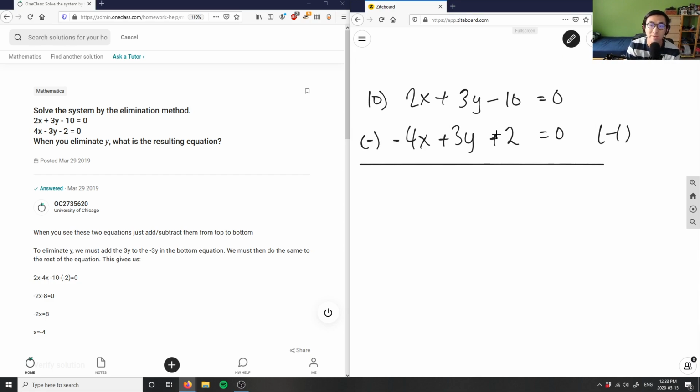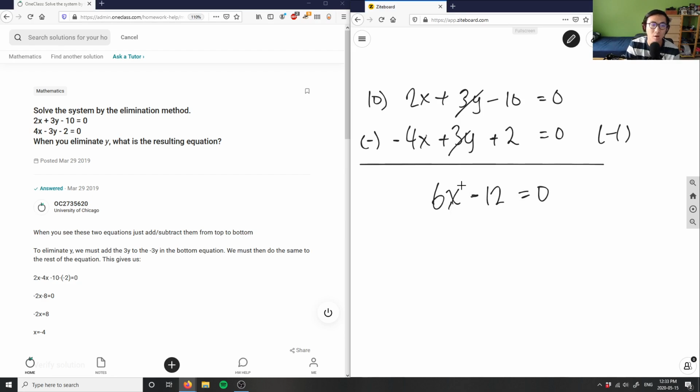And what I can do now is I can simply eliminate, right? So 3y here becomes 0y. 3 minus 3 here becomes 0. So that's what I want here. So these guys cancel out. And I have 2 minus minus 4. This is simply just 6x. And then minus 10 minus 2 would be minus 12 here, equals 0.